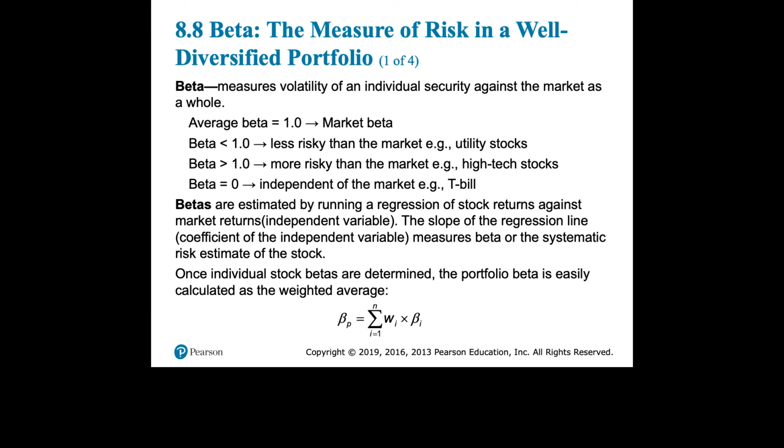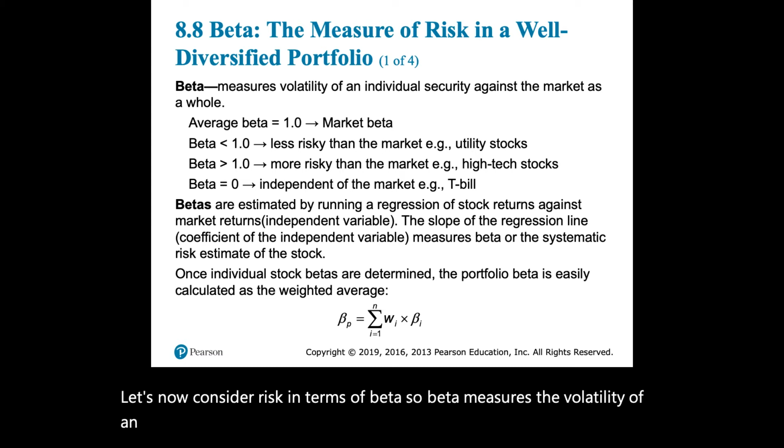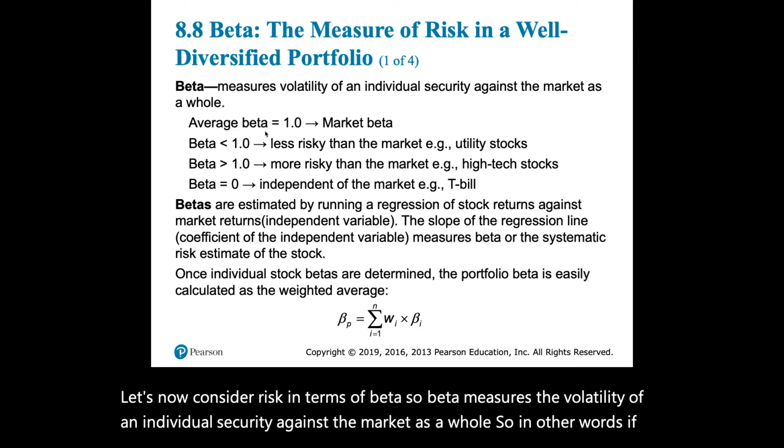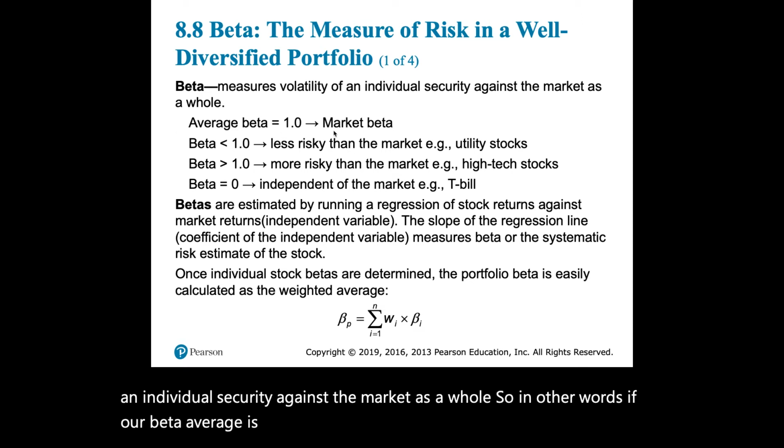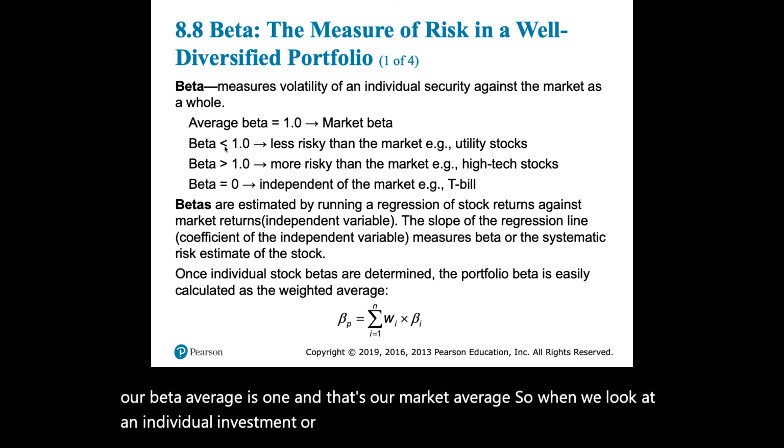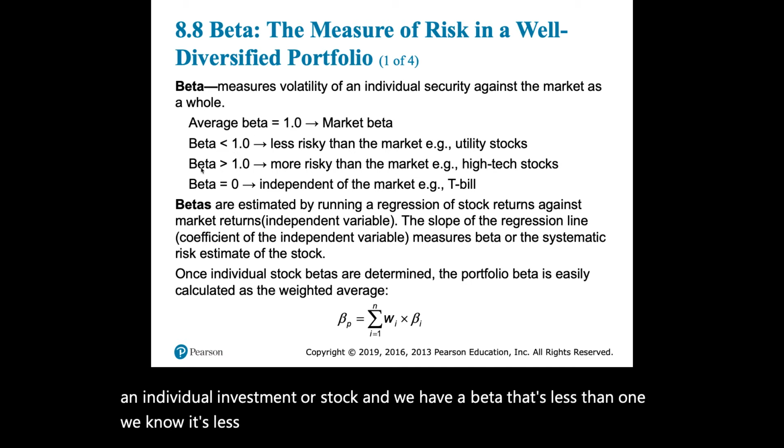Let's now consider risk in terms of beta. Beta measures the volatility of an individual security against the market as a whole. In other words, if our beta average is 1, then that's our market average. So when we look at an individual investment or stock and we have a beta that's less than 1, we know it's less risky than the market, versus a beta that's greater than 1 has higher risk.